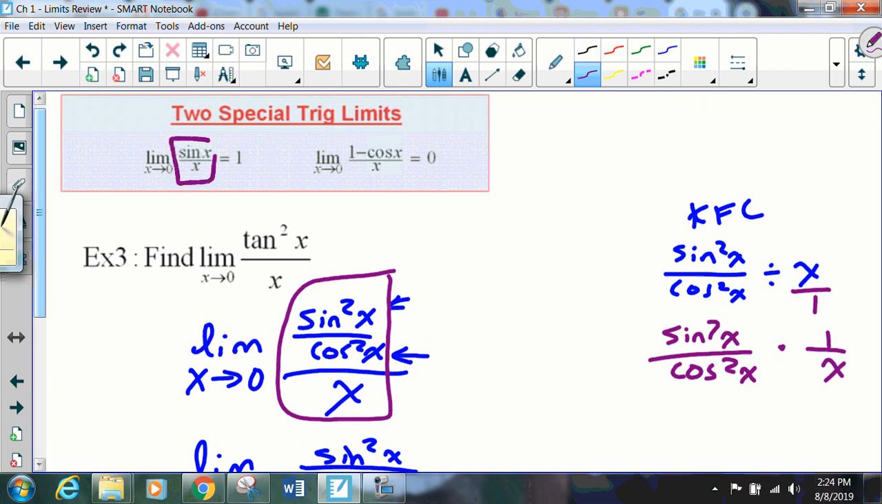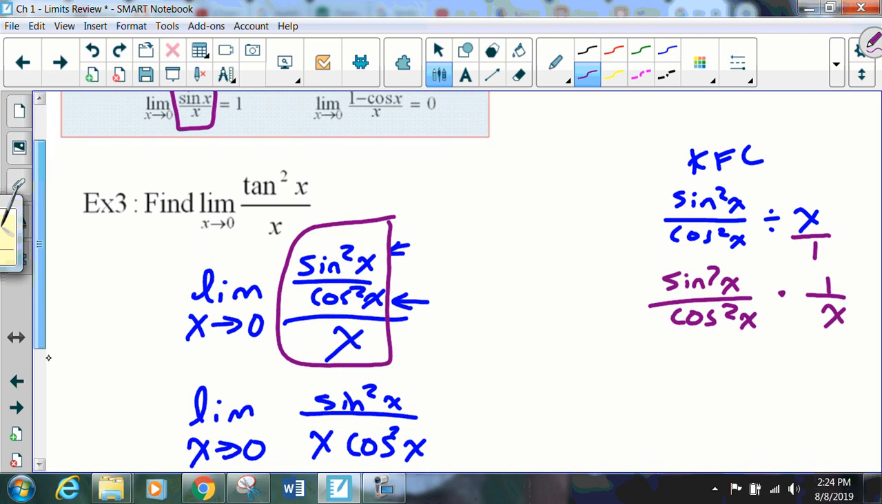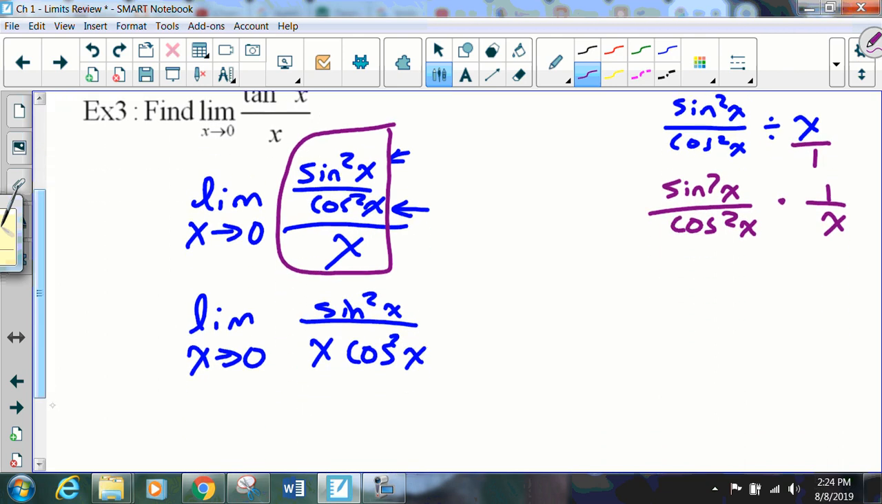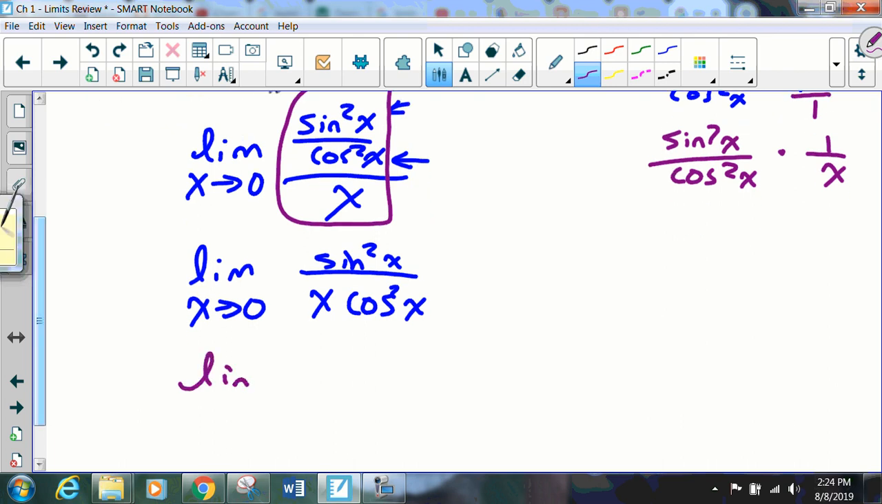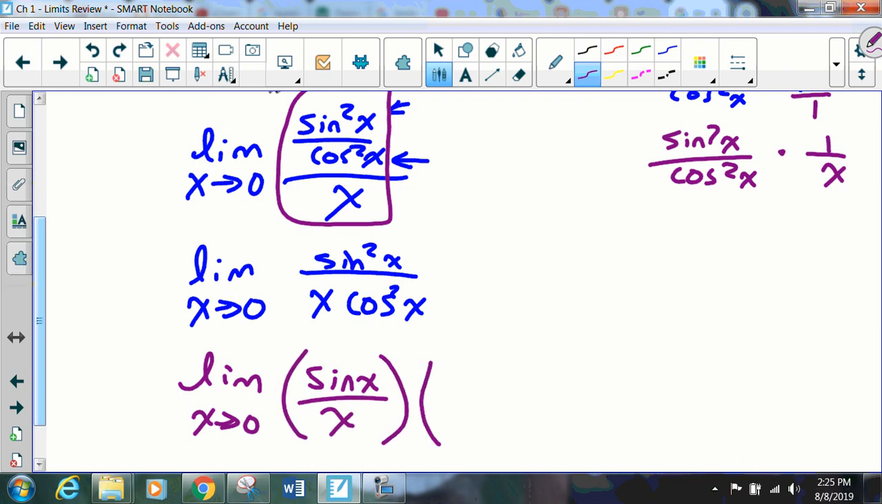All right, and nothing looks exactly like these special trig limits, except I see that we're going to end up with this, right? Because I can go ahead and break this up, and that's what I'm going to do. My goal is to use sine x over x, so I'm just going to rearrange what I have. So I have sine x over x. What's left that I haven't used? Well, there's another sine x, right? I already used the x, and then there's just a cosine squared x on the bottom.